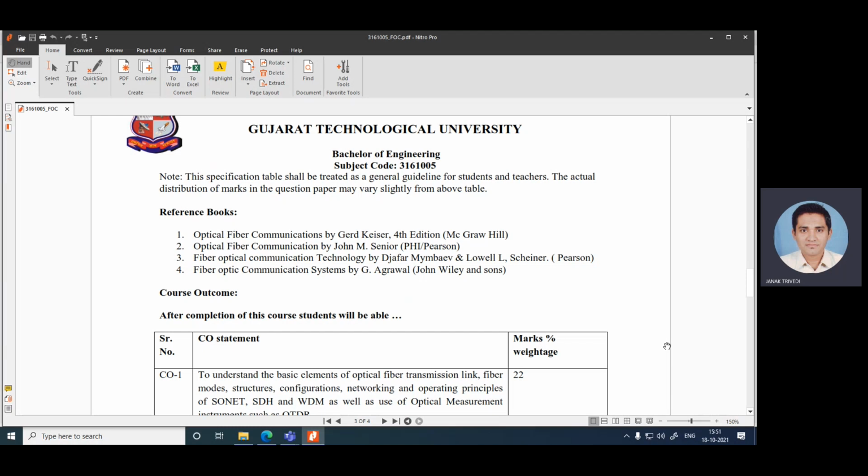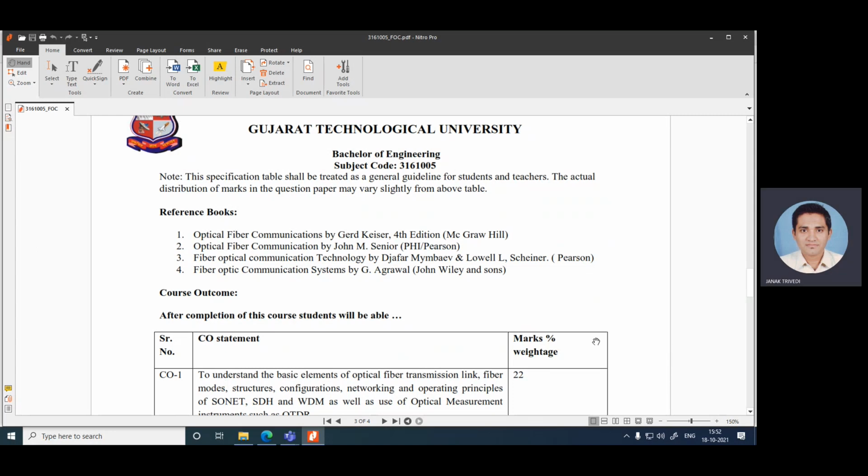The reference book listed is Optical Fiber Communication by Gerd Keiser, 4th edition. This is a very good and fundamental book for optical fiber communication. Theory concepts are clearer with this particular book. The second book is Optical Fiber Communication by John M. Senior. The number of examples is greater in this book. You can also refer to Fiber Optical Communication Technology by Djafar Mynbaev and Lowell Scheiner from the PHI publication, and Fiber Optic Communication Systems by G. Agrawal, John Wiley.